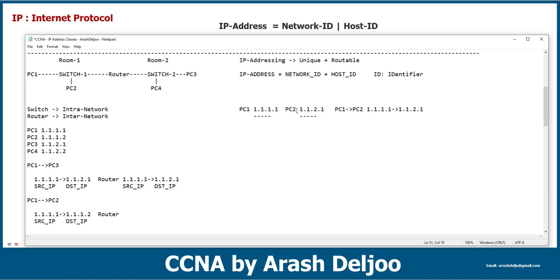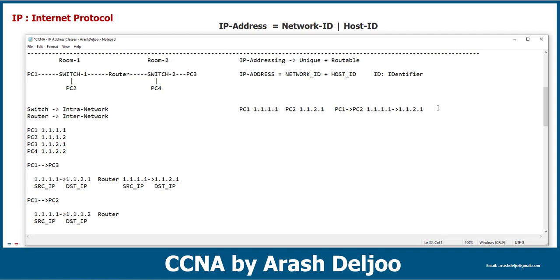Assume that the network ID is the first two parts. Look here. If the network ID is the first two parts, these two pieces are residing in one network. But if the network ID is the first three parts, three octets, these two pieces are residing in different networks. Because of that, if you want to find which IP address has which network ID part and host ID part, you need to learn some rules. I will talk about these rules.